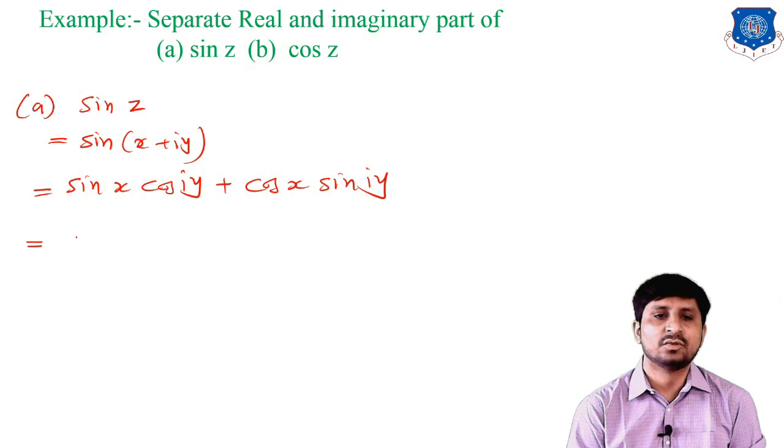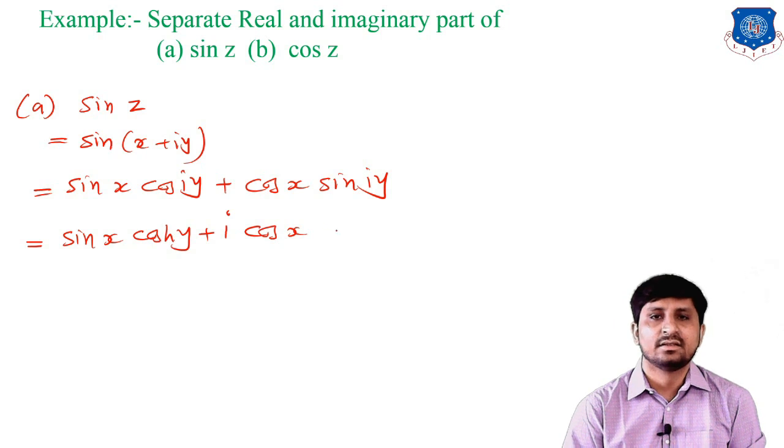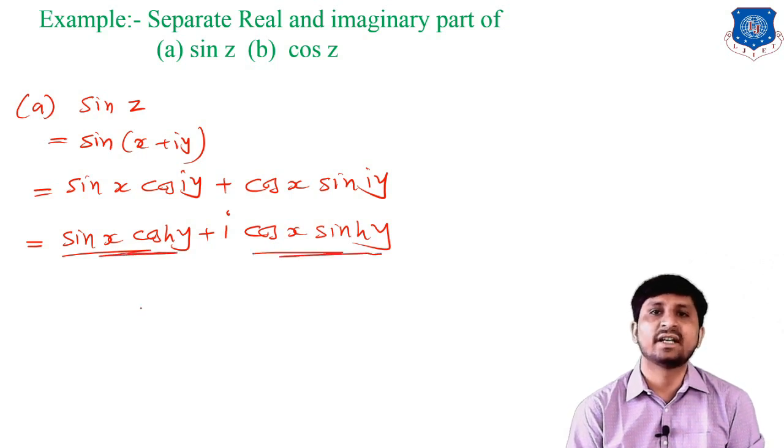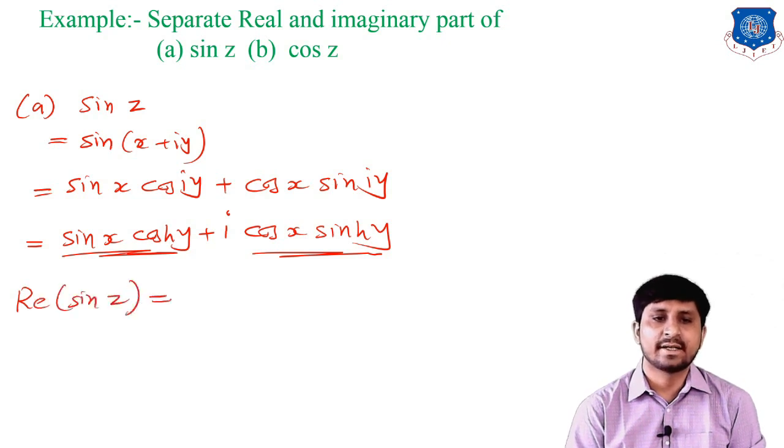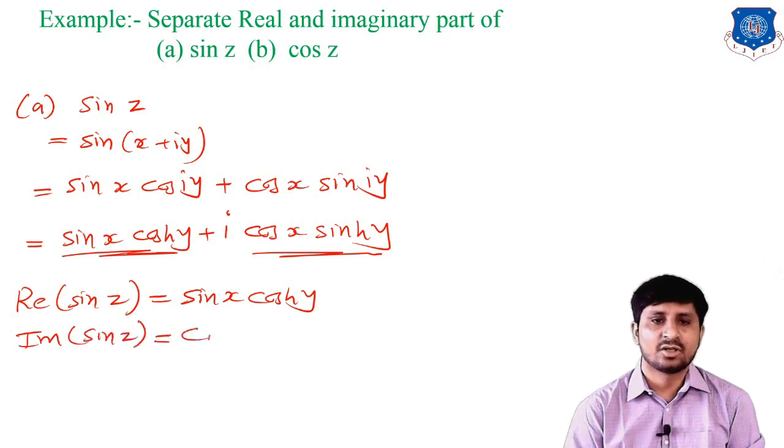Now this is equal to sin x cos iy, that is cos hyperbolic y, plus cos x sin iy, that can be written as i sin hyperbolic y. So sin x cos hyperbolic y is the real part, and cos x sin hyperbolic y is the imaginary part. So real part of sin z is sin x cos hyperbolic y, and imaginary part of sin z is cos x sin hyperbolic y.